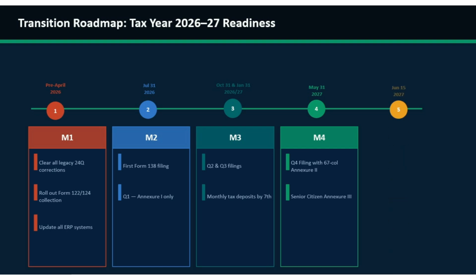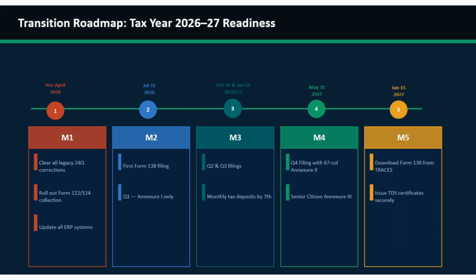Finally, by June 15, organizations must securely issue the new Form 130 certificates through Traces.